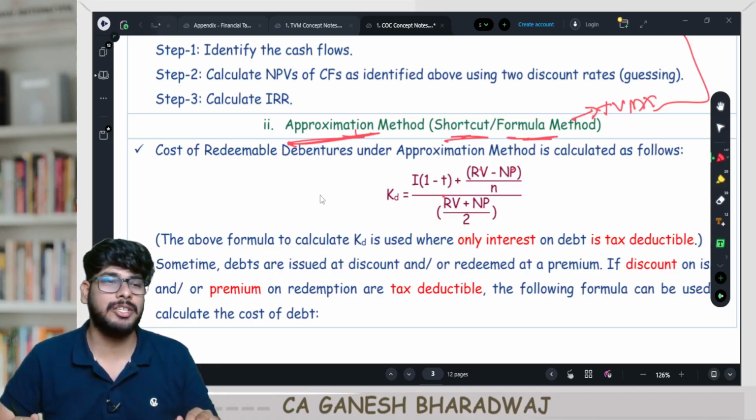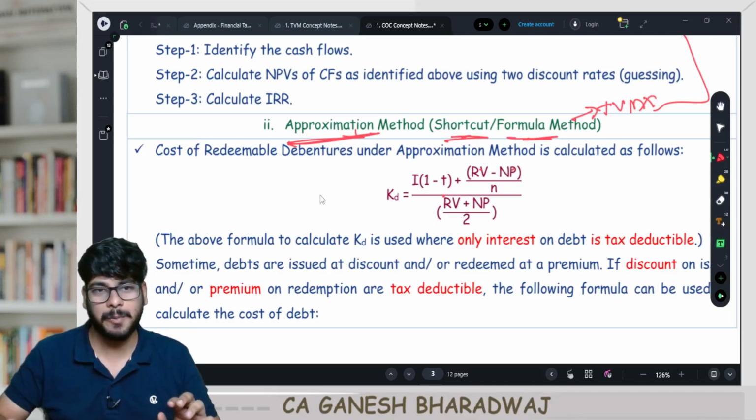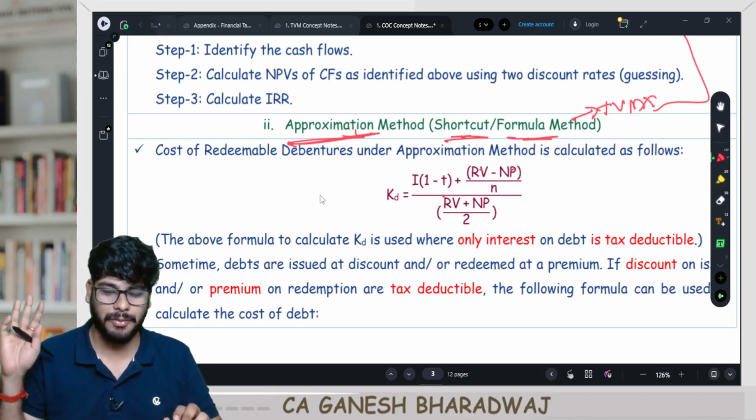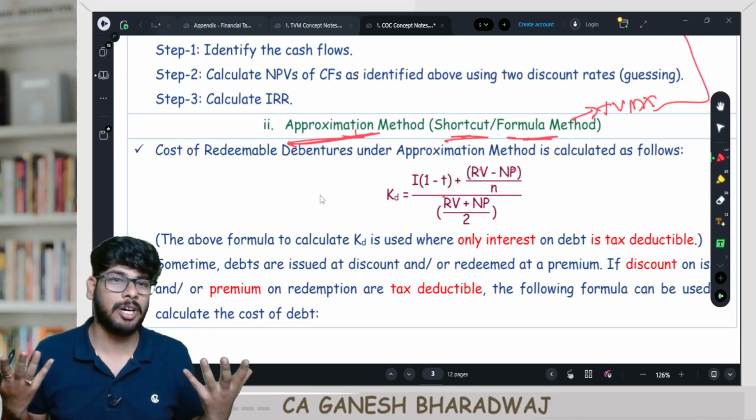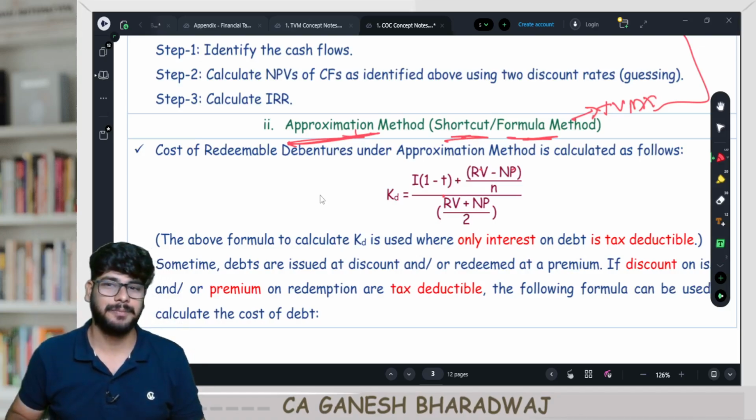Suppose in the question they have asked you to calculate KD and given all the facts. IRR calculation takes a lot of time. If nothing is mentioned, you can use even the shortcut method and close it off. The shortcut method, sir, I need to mug up this formula? No mugging up. Very logical. I will tell you what is what.